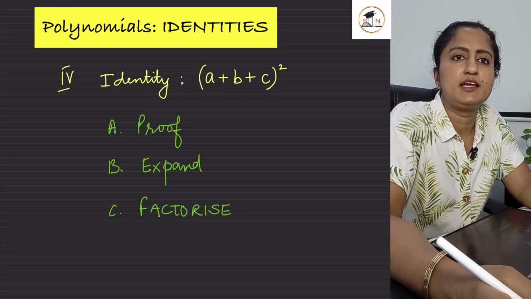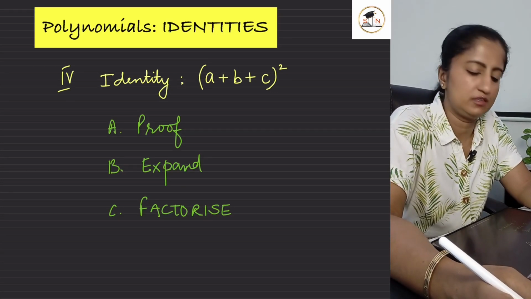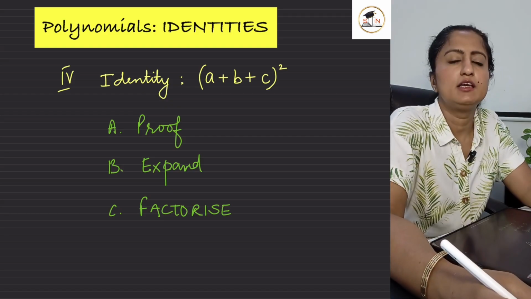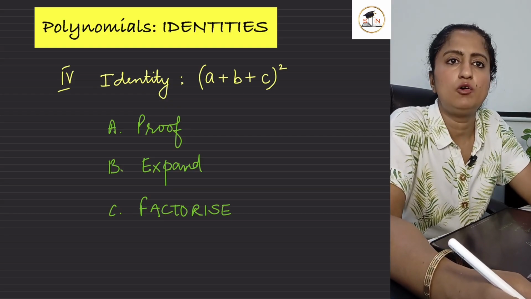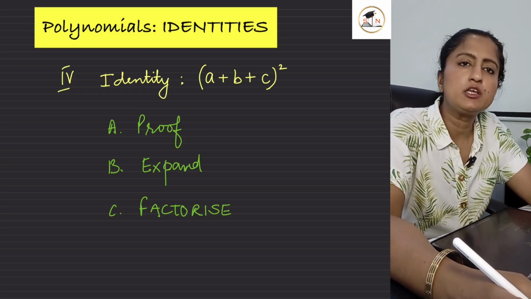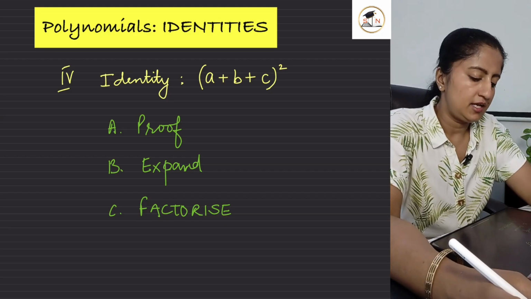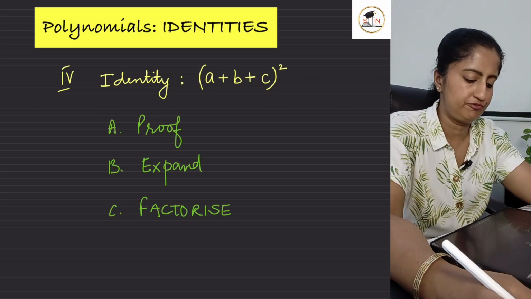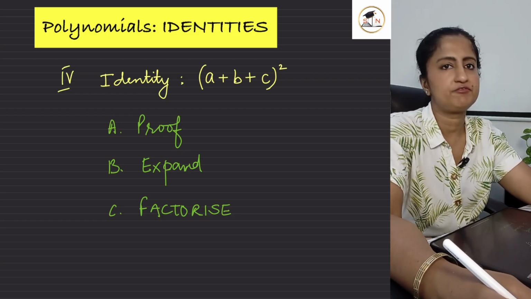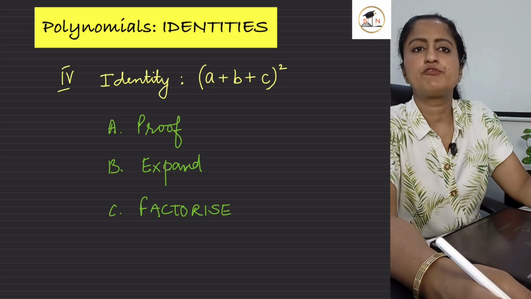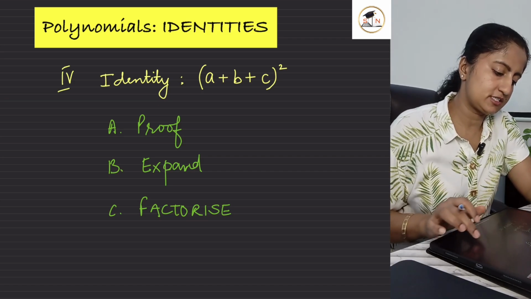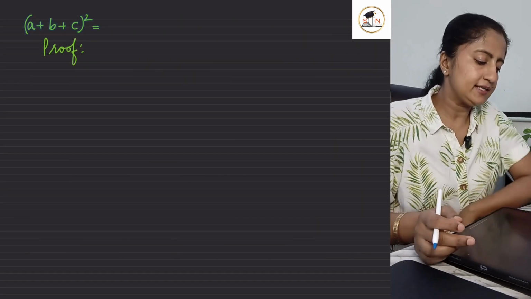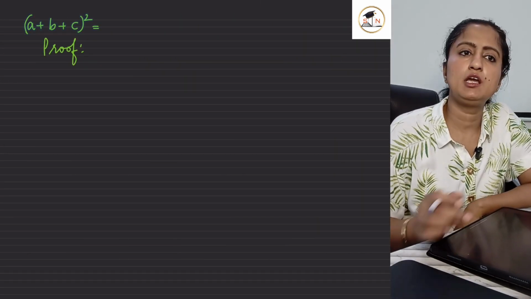Hi everyone. In this video, we are going to start with the fourth algebraic identity, that is (a + b + c) whole square. This is actually a new identity for class 9th. And in this video also, like in the previous ones, we are going to do proof, expansion and factorization, right? So without wasting any time, let's quickly start with it. Okay, the identity says (a + b + c) whole square.